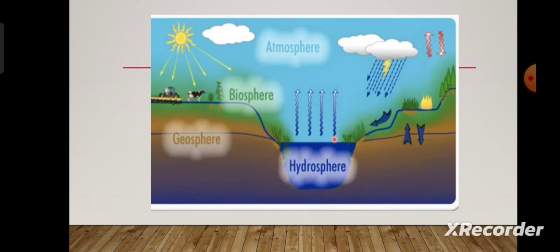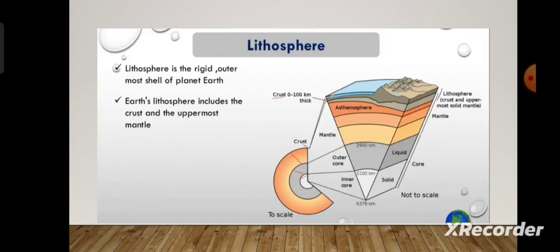The biosphere consists of all life on the earth. Life appears in the form of various organisms, like humans, plants, animals, microorganisms. And the last one is the lithosphere, that is the geosphere. It is the land, rock, or rocks. So we will study about lithosphere.